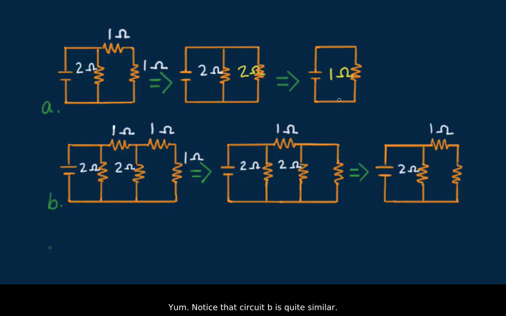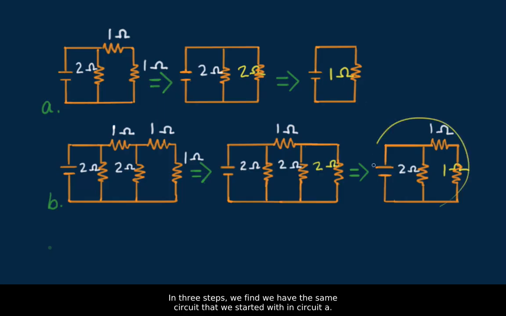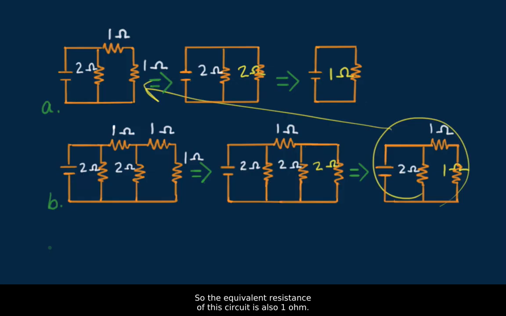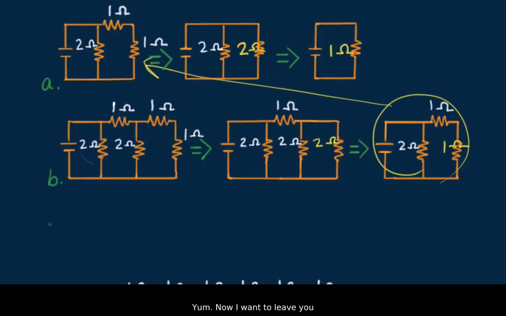Yum! Notice that circuit B is quite similar. In 3 steps, we find we have the same circuit that we started with in circuit A. So the equivalent resistance of this circuit is also 1 ohm. That means a battery wouldn't know the difference if it were connected to circuit A or circuit B. They're both equivalent. Yum!